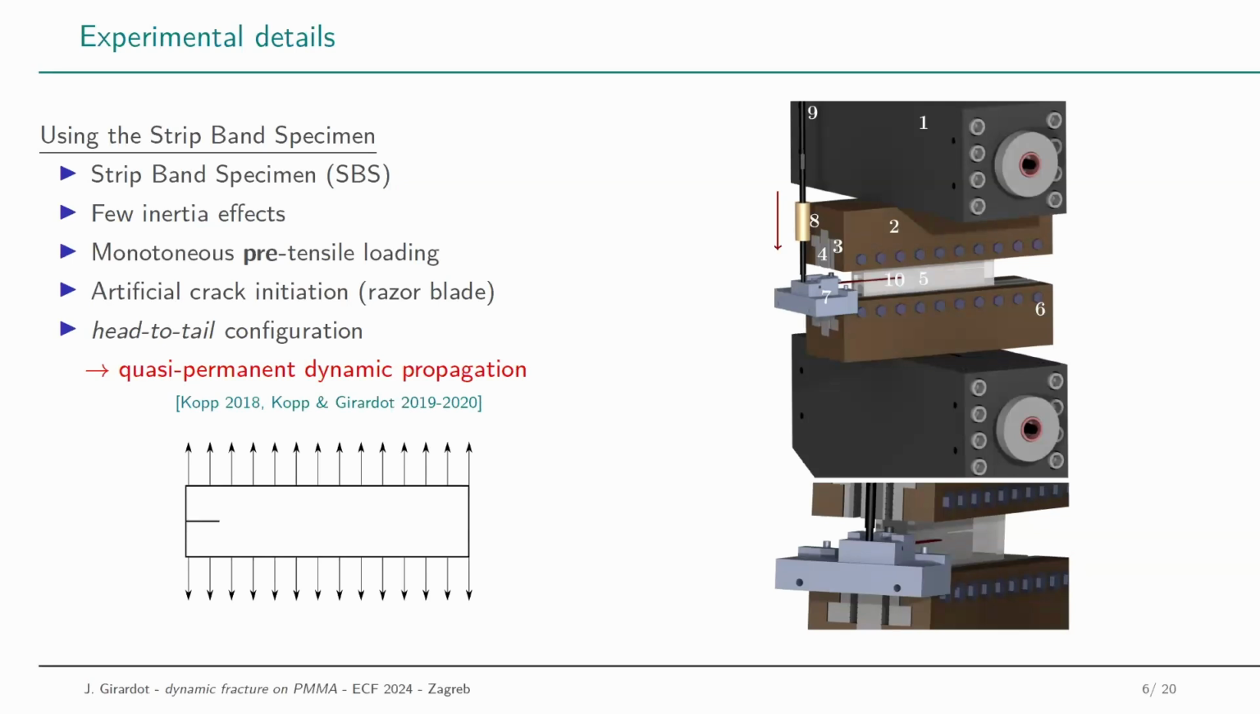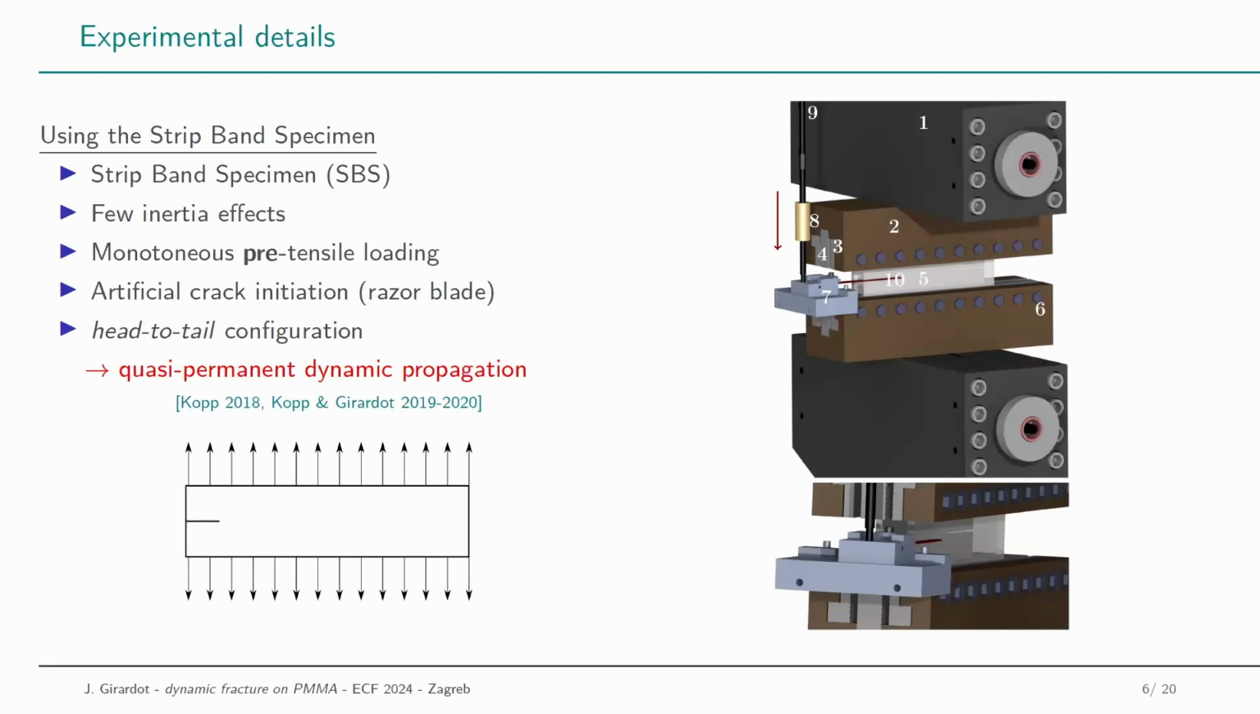And also you can see an artificial crack initiation. And in our case, our system is made with a falling mass. As you can see here, the mass is falling, and then you have a razor blade inside the notch that triggers the propagation.